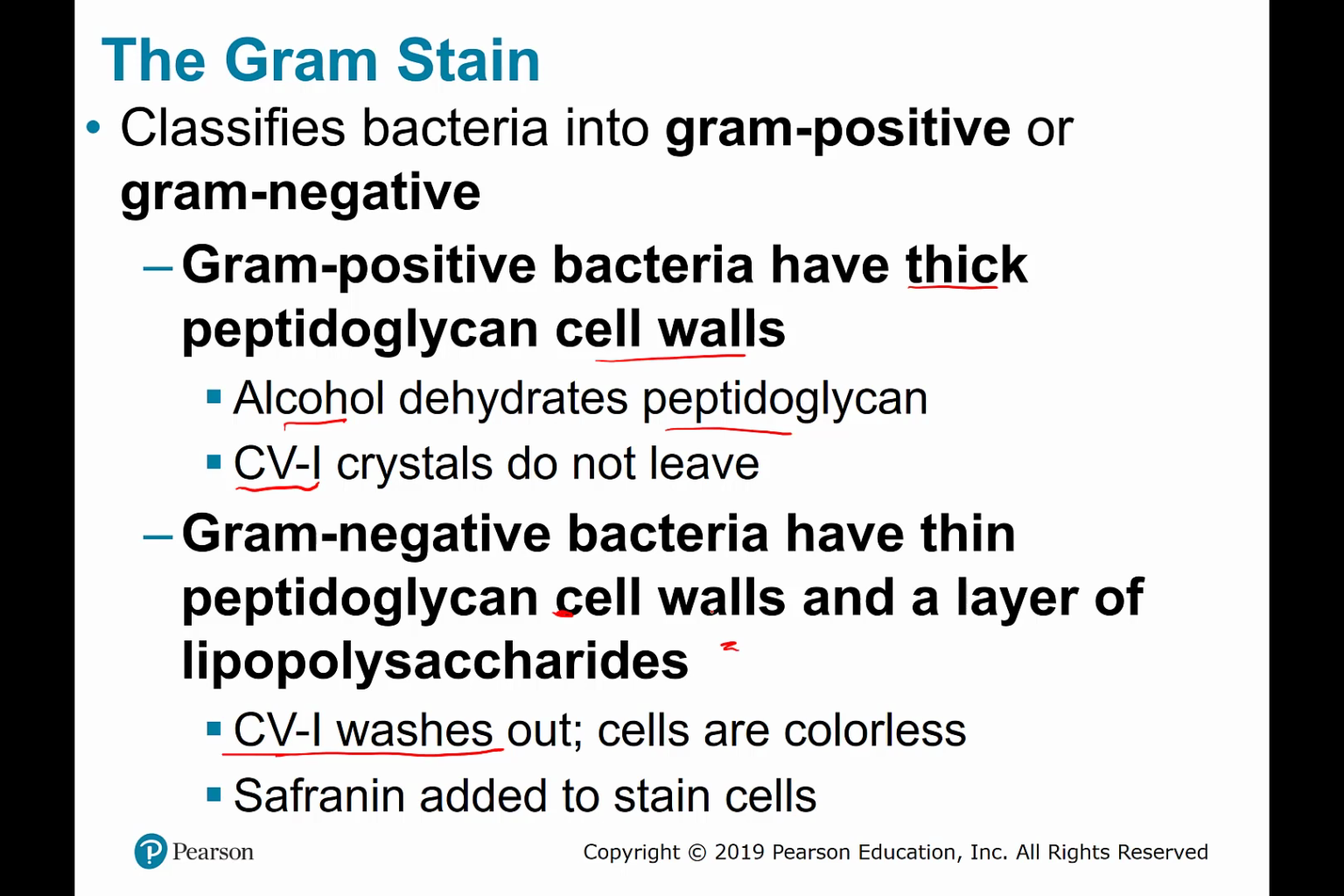And so after you apply the alcohol, those cells are colorless, and then you add the counter stain, which then stains them a pink or red color, depending on your perception of color.